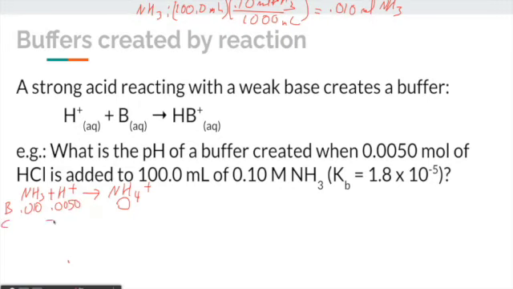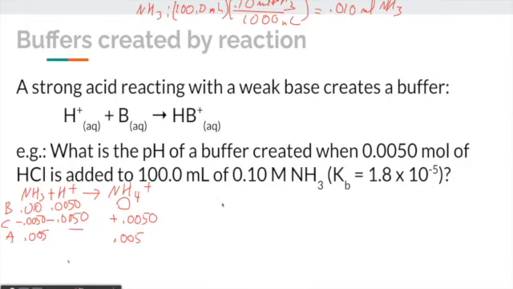H plus is limiting reactant. We're going to use that all up. 0.0050 moles get burned up. Also, because of 1-to-1 stoichiometry, we lose 0.0050 moles of NH3, and we're going to gain 0.0050 moles of NH4 plus. So afterwards, we have left 0.005 moles of NH3, we don't have any H plus, and we're going to have 0.005 moles of NH4 plus. So that is what's present in our system. Now let's figure out how that works out to a pH.